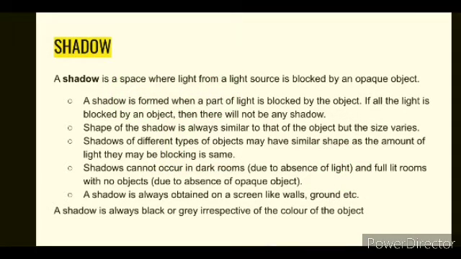Now we will move to our next topic, which is shadow. A shadow is a space where light from a light source is blocked by an opaque object. You know that light travels in a straight line. If an opaque substance is kept between the source of light and a screen, the light does not pass through it. When an object is placed in front of a source of light, it produces a shade behind it. The shade cast by an object is called its shadow.